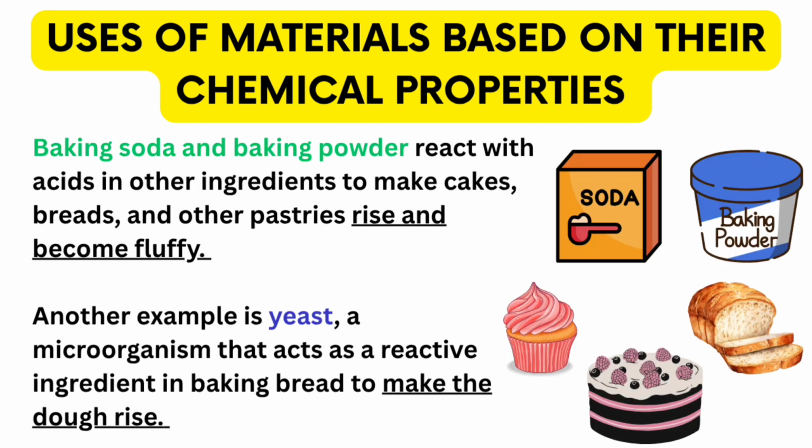Baking soda and baking powder react with acids in other ingredients to make cakes, breads, and other pastries rise and become fluffy. Another example is yeast, a microorganism that acts as a reactive ingredient in baking bread to make the dough rise.